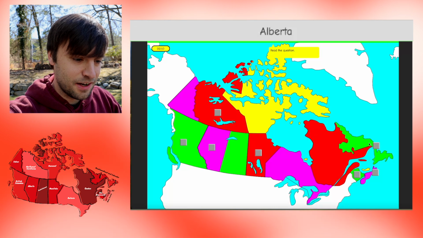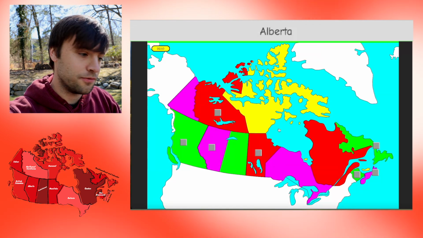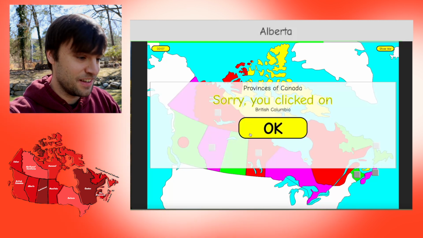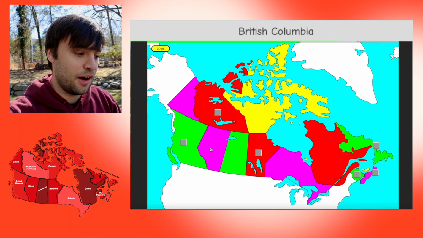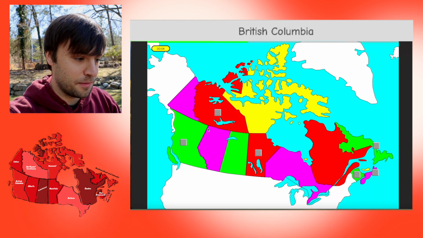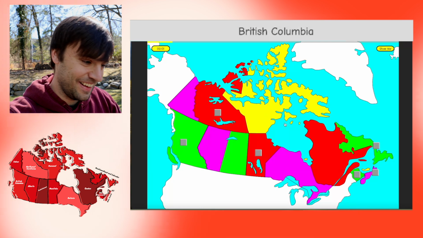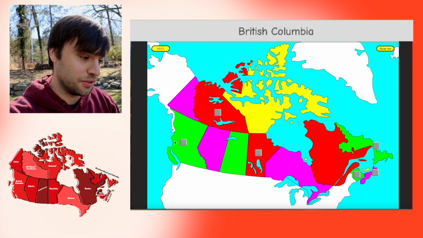Alberta. I think Alberta is here. Nope, that's Newfoundland. No, that's the Northwest Territories. British Columbia. Alberta is right here. All right, British Columbia. I think I just hit that and I forgot what it was. I told you this was going to be rough.